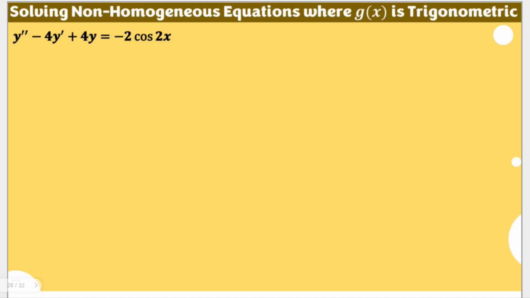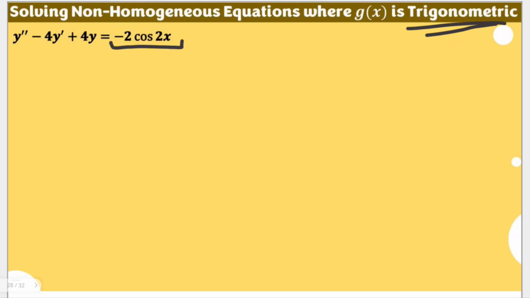The next non-homogeneous higher order equation is identified as the second order derivative of y minus 4 times the first order derivative of y plus 4y is equal to negative 2 cosine of 2x. We can see here that our g of x is trigonometric in nature, and hence we are going to use the specific y sub p for our g of x being trigonometric.